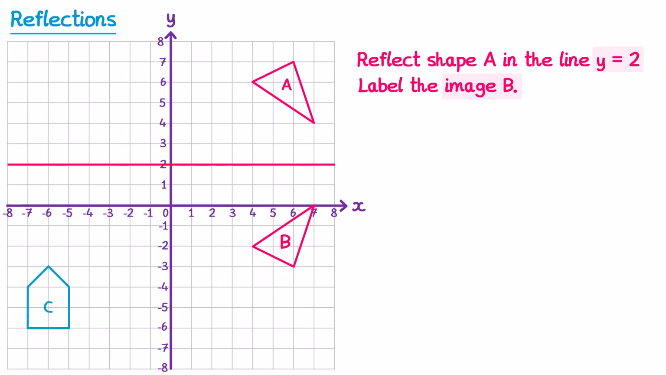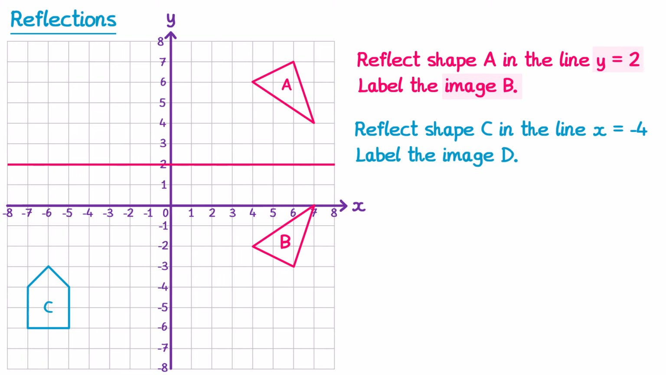So we're now going to reflect this blue shape here, shape C. The question says reflect shape C in the line x equals negative 4, and label the image D. So we need to first of all draw on the line x equals negative 4. This line crosses the x-axis at negative 4, and it will be a vertical line that looks like this. Let's mark on all of the points of the shape and do them one at a time.